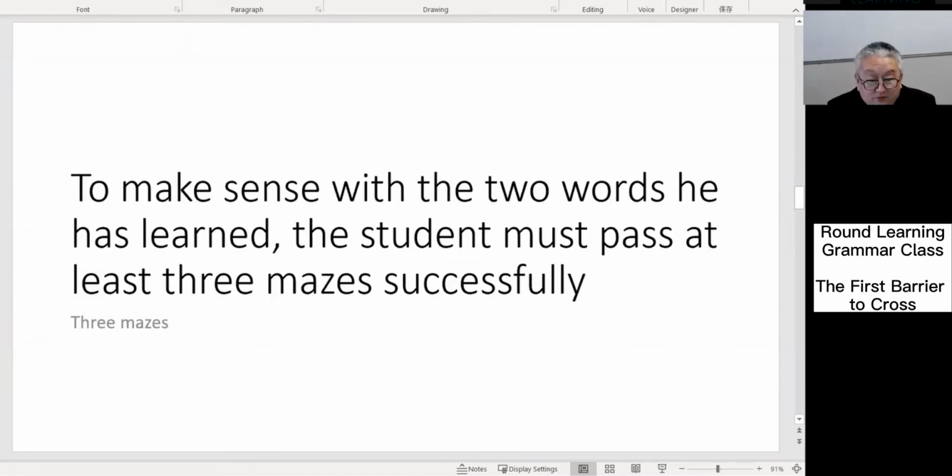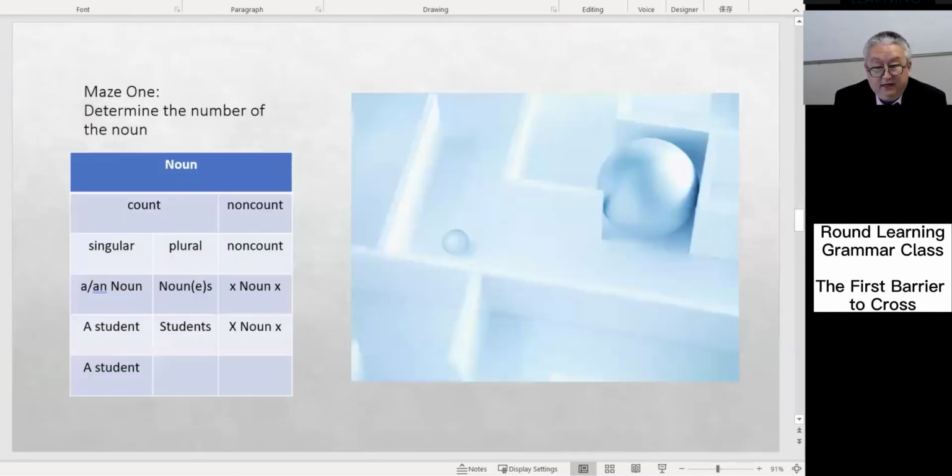To make sense of the two words this Chinese student has learned, the student must pass at least 3 mazes successfully before he is able to speak English. The first maze, maze 1, okay? By learning words, the first thing if you want to make an English sentence, the first thing you need to know is if it's a noun, whether it's countable or non-countable. If it's countable, you have to know whether it's singular or plural. And if you know that it's singular, then you know that the spelling of these words is different, and there are a lot of detailed rules guiding that. So it is very important.